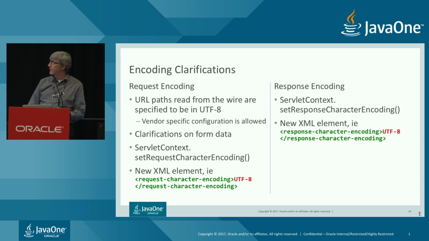Some miscellaneous stuff. We did some encoding clarifications. On the request side, the URL paths read from the wire are specified to be in UTF-8. We didn't specify that before, although we do allow vendor-specific configuration for reading the URL path portion. Some clarifications on the encoding for x-www-form-urlencoded. We added a method setRequestCharacterEncoding to the servlet context. There is a new XML element that lets you set that as well. On the response side, we have the same thing, a method and an XML element.